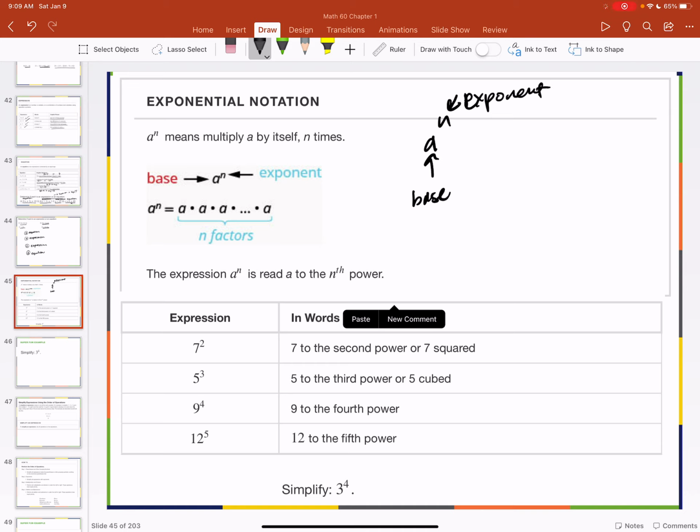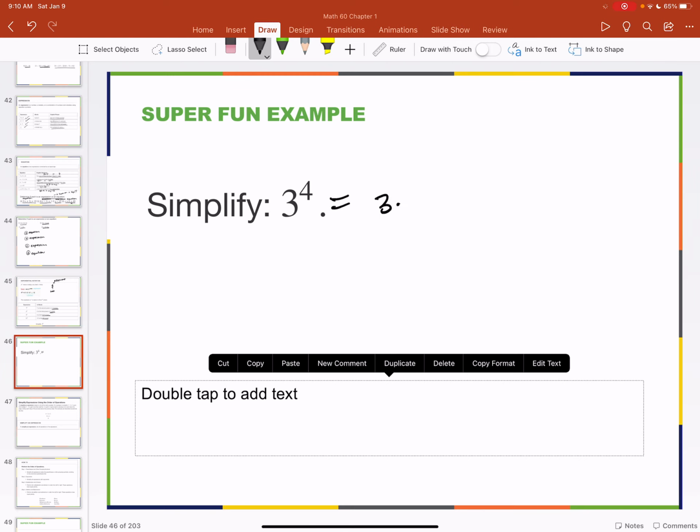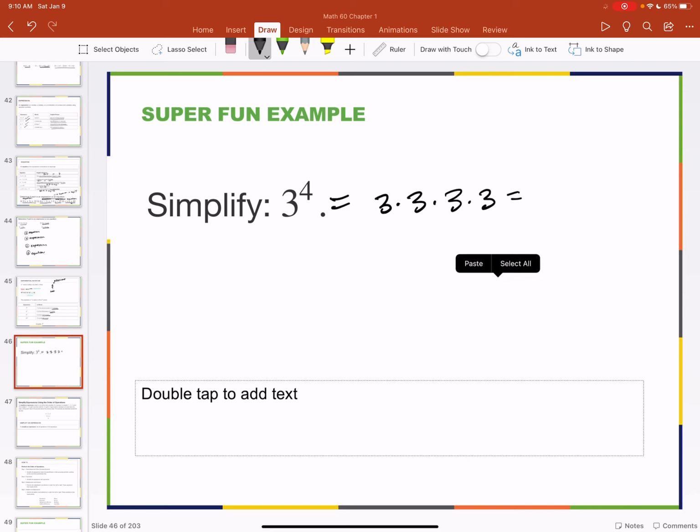So here, 7 squared is usually how we say it when there's a second power, 7 squared. When it's a third power, we say cubed usually. Okay, and then after that, we say 4th, 5th, 6th, 7th, what have you. 9 to the 4th power, 12 to the 5th power. So if we want to simplify 3 to the 4th power, let's look at this super fun example. It's just 3 multiplied by itself 4 times, okay? So that ends up being 9 times 9, 81. Okay, not too bad.